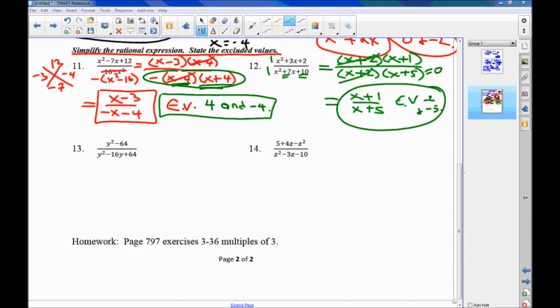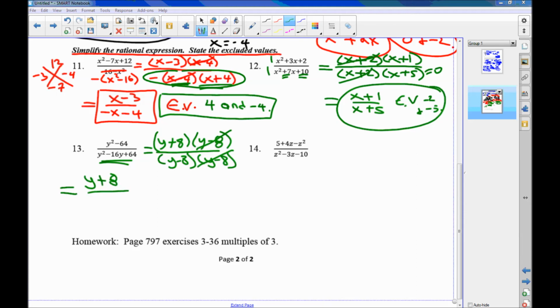Number 13, factor the top. So this is y plus 8, y minus 8. That's a difference of squares. It's worth memorizing, going back even if you haven't done it yet. And then on the bottom, this is a perfect square one. So this is y minus 8 squared, but I'm going to go ahead and write it out twice. It's easier to see how we only cancel one of them. So our simplified version for this rational fraction, or rational expression, is y plus 8 over y minus 8.